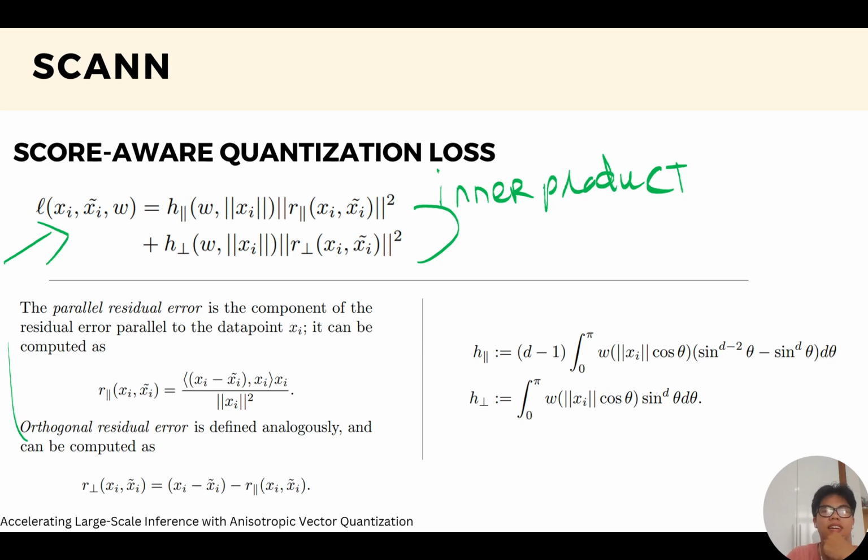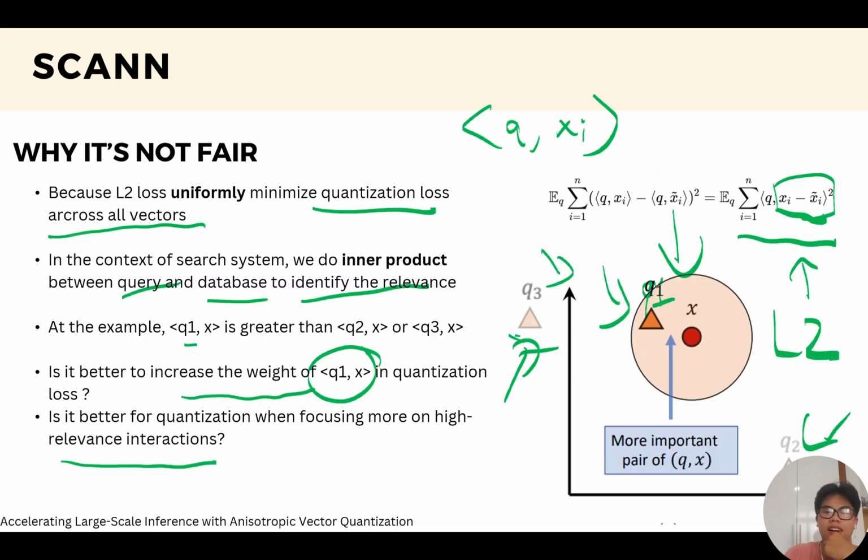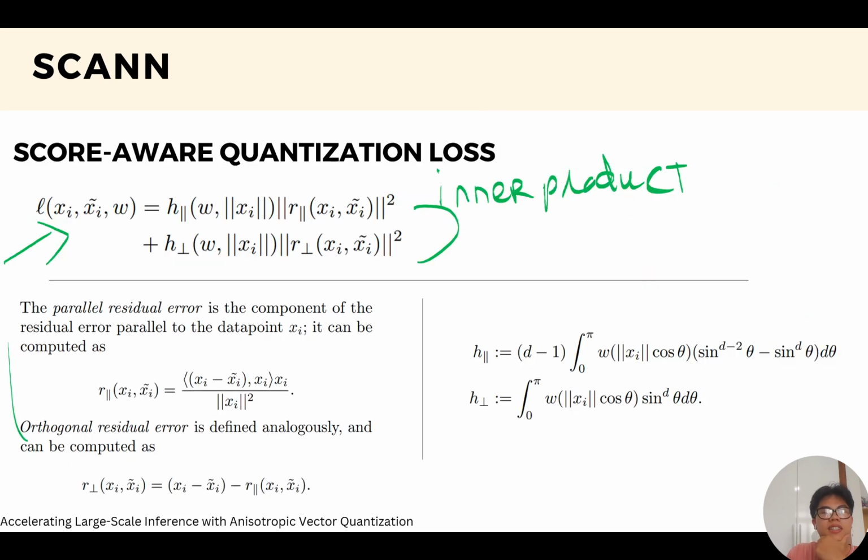So you can understand that for the query that is closer to the vector, they will increase the weight of quantization loss, which means the loss of this kind of pair quantization will contribute more to quantization loss. So they apply this idea to the quantization loss.